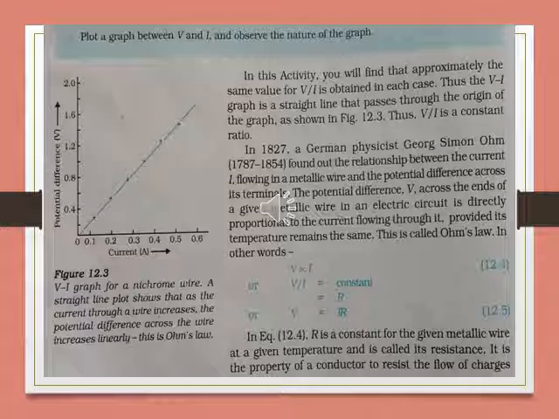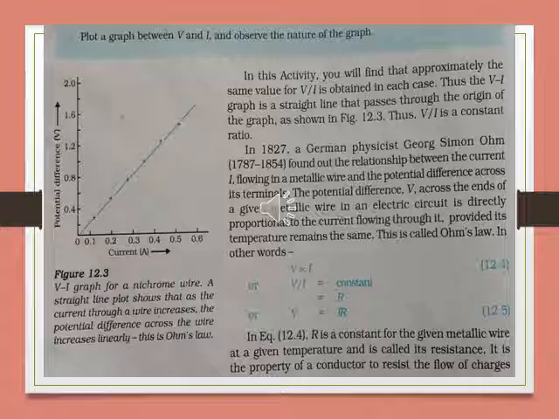After plotting the graph between V and I, see here, the graph obtained is a straight line. So, the V versus I graph for a nichrome wire, a straight line plot, shows that as the current flowing through a wire increases, the potential difference across the wire increases linearly. This is known as Ohm's law.